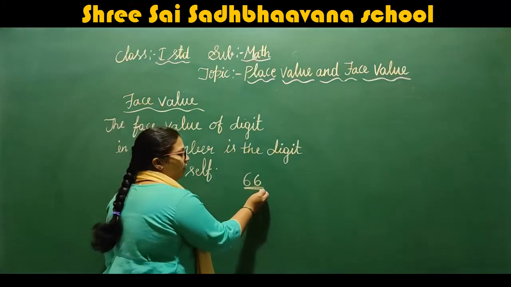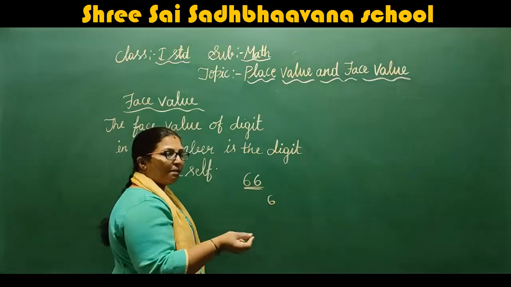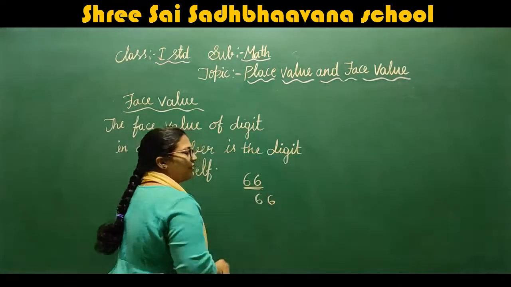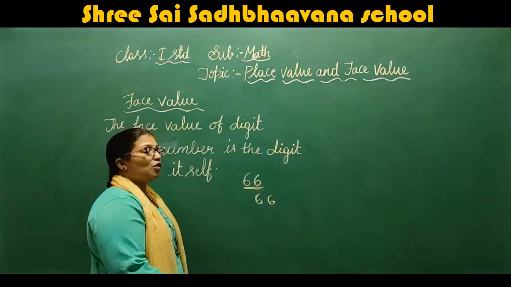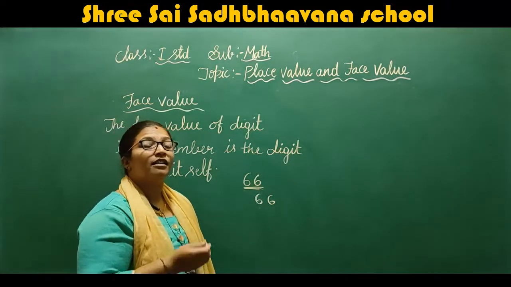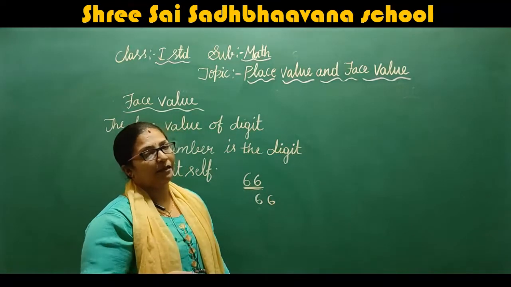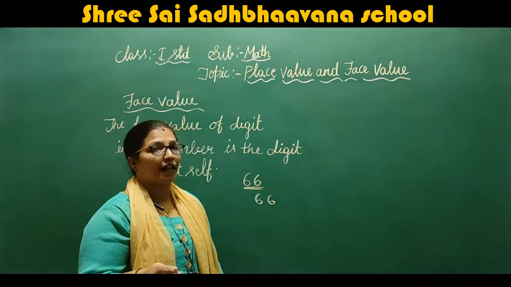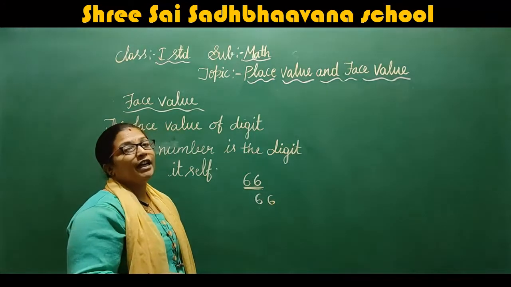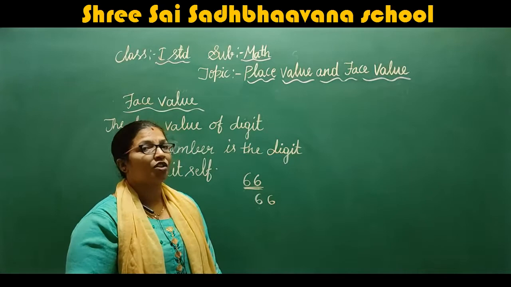So this you should write 6 only, and if it is in the 10th place also you will write 6 itself. So the face value will always be the digit itself. Wherever it is, in the 100 place, in the 1st place, in the 10th place, the same number it will be. Face value will not change.